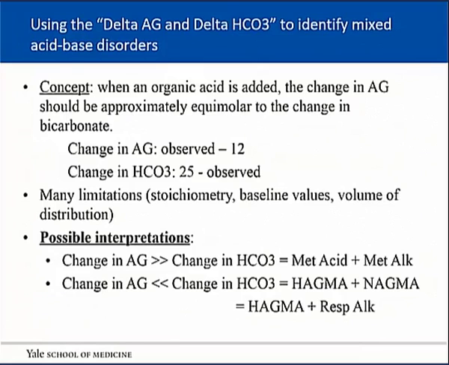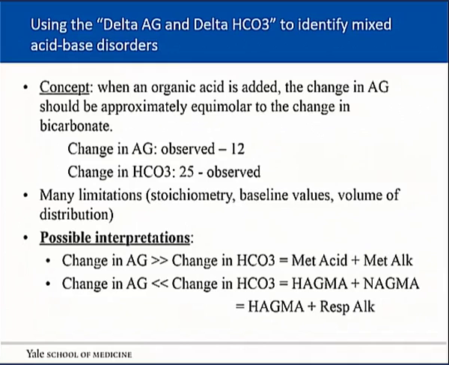So let's look at the interpretations of this. Let's say you have a big change in gap without a very big change in bicarbonate. That's probably someone who has an underlying metabolic alkalosis, someone who was walking around with a metabolic alkalosis, so the bicarbonate was high, and then had an organic anion added, let's say diabetic ketoacidosis or lactic acidosis, and the anion gap increased a huge amount, but the bicarbonate that you're seeing doesn't look as impressively low because the patient started at a higher bicarbonate.